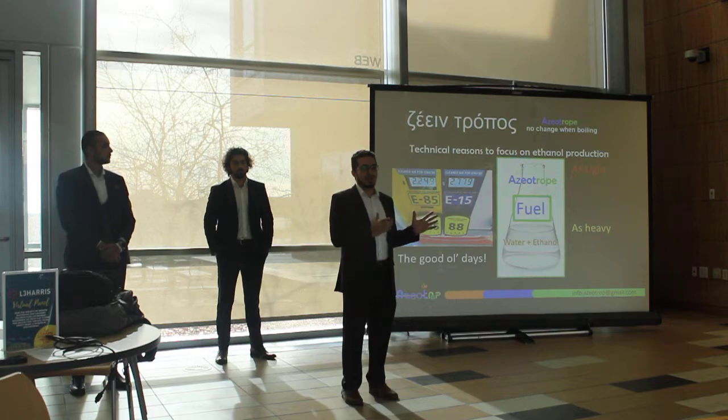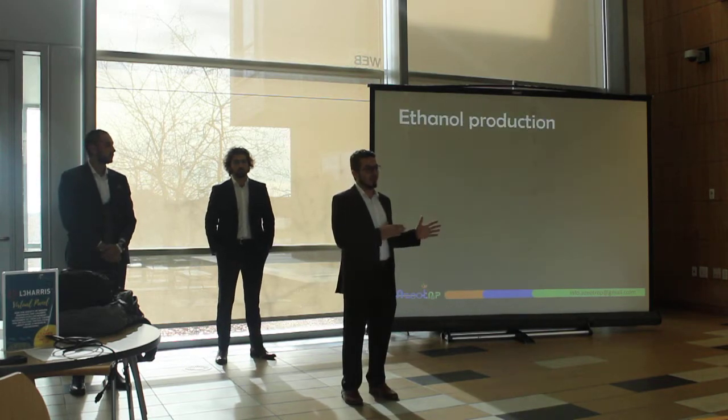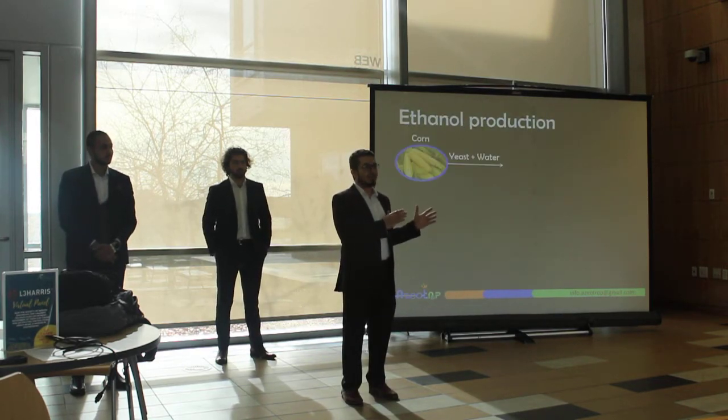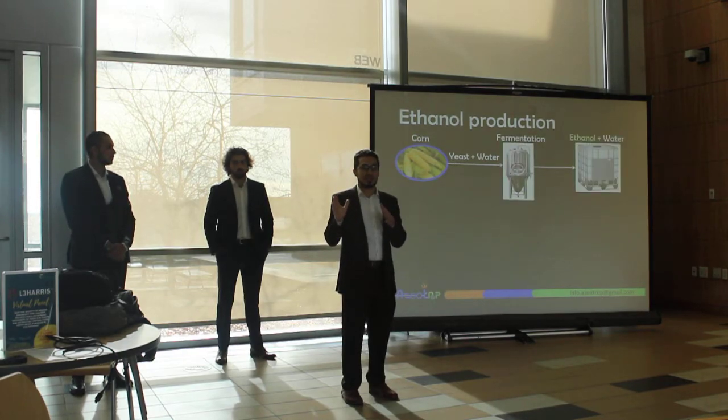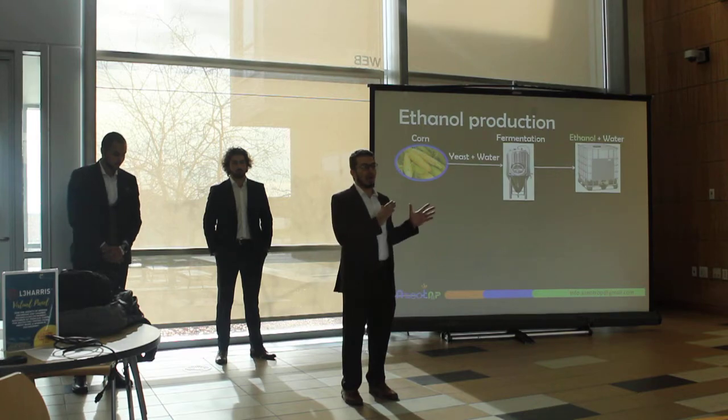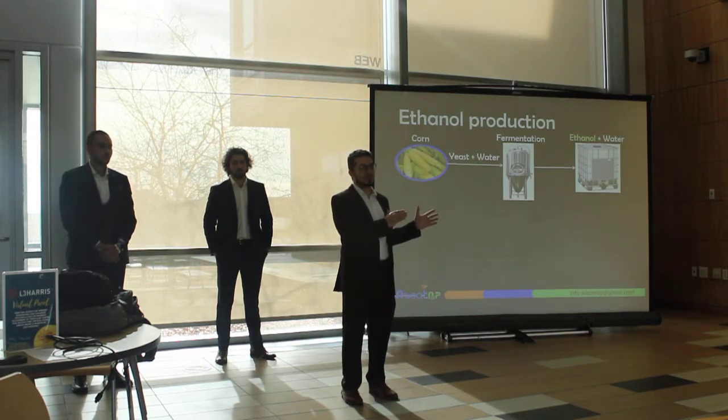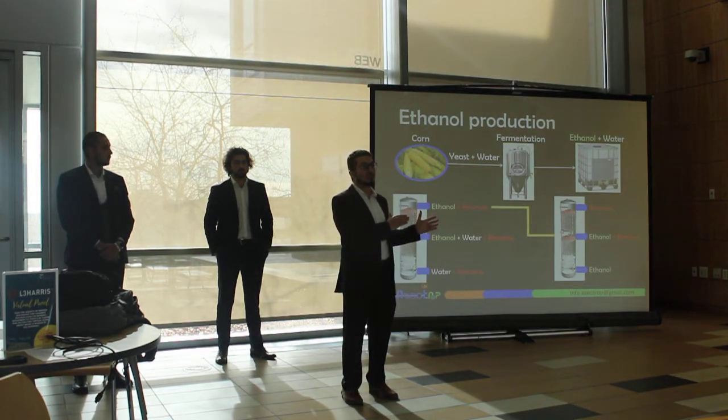So what is the current production process of ethanol? Corn is fermented by adding yeast and water, and then an ethanol and water mixture is produced. Because this is a hard mixture to separate, the current distillation process is conducted over 2 stages.